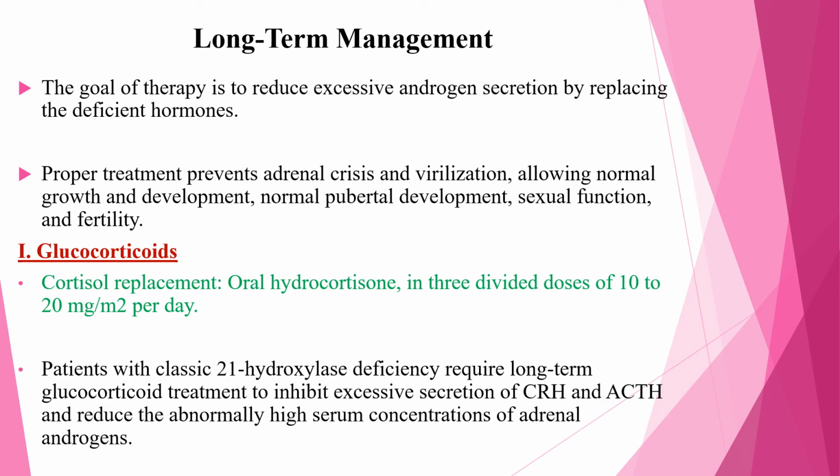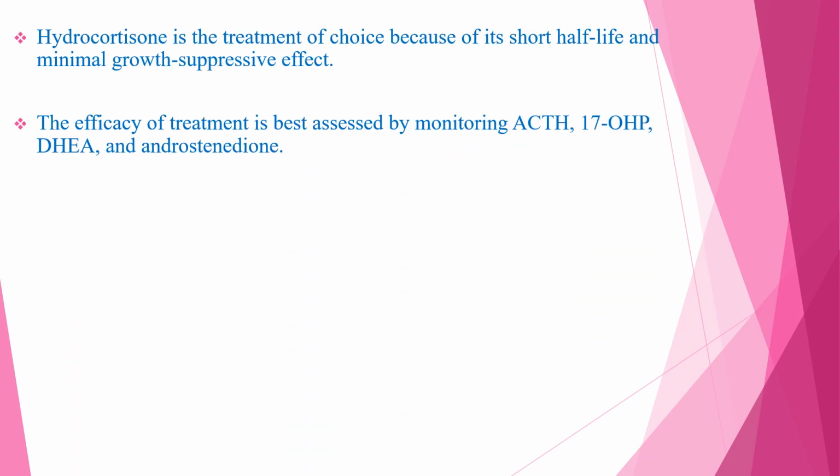Patients with classic 21-hydroxylase deficiency require long-term glucocorticoid treatment to inhibit excessive secretion of corticotropin-releasing hormone and adrenocorticotropic hormone, and reduce the abnormally high serum concentration of adrenal androgens. Hydrocortisone is the treatment of choice because of its short half-life and minimal growth suppressive effect.